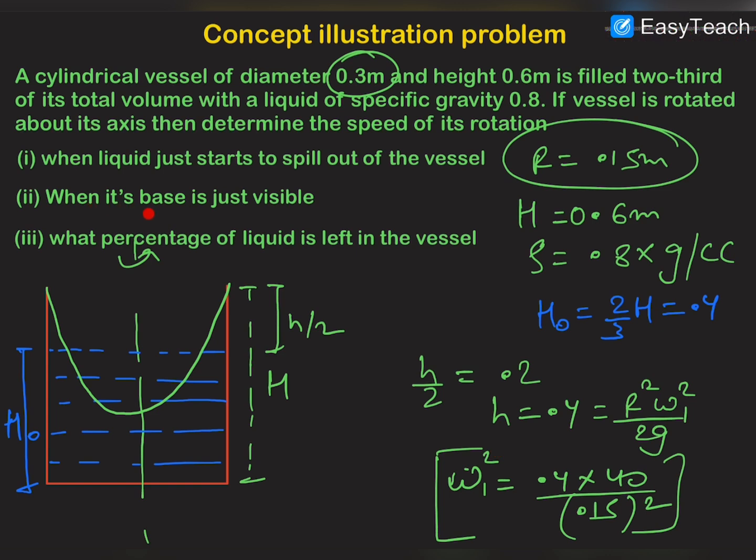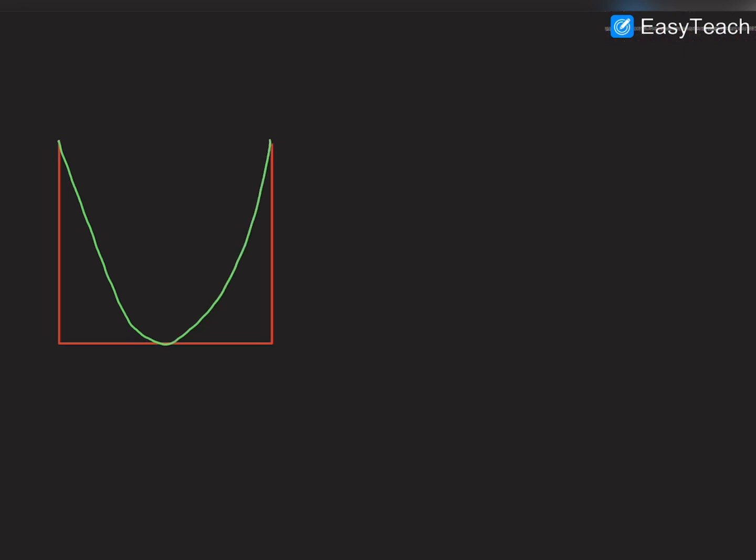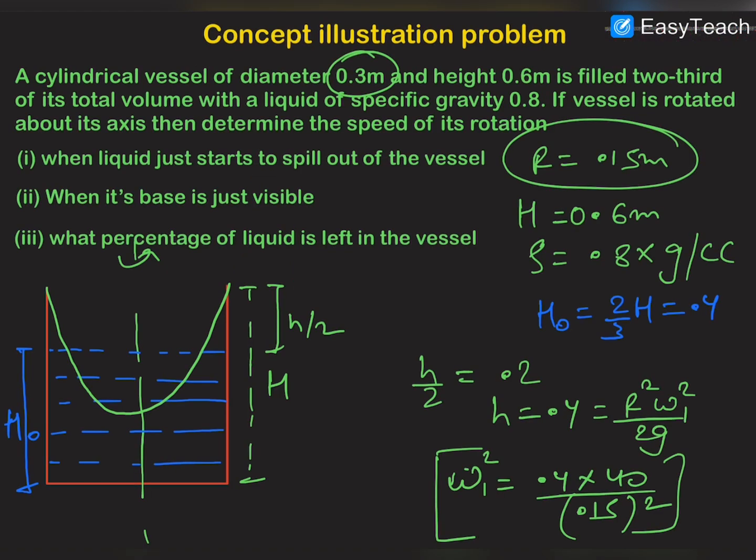In the second case, we have to find out the omega when the base of the vessel is visible. So let us use a new page. Let us draw the situation. And let us see that when the base of the vessel is visible, then the surface would be like that. This would be the surface. Okay, and in this case, we can say that the omega is omega 2 and this height is h.